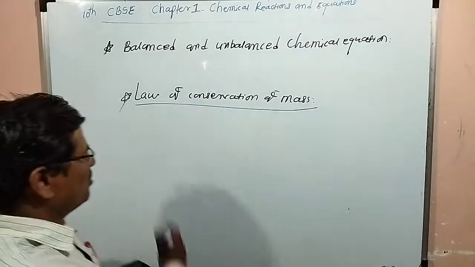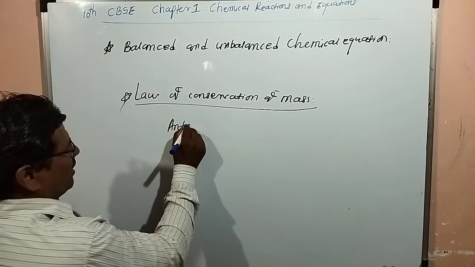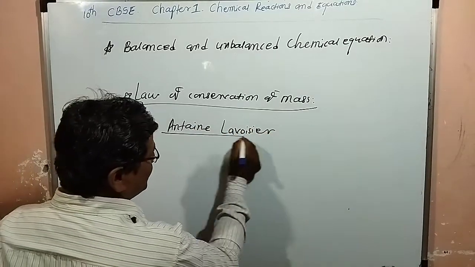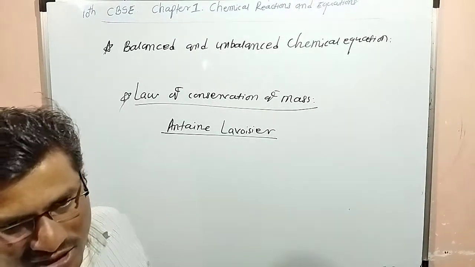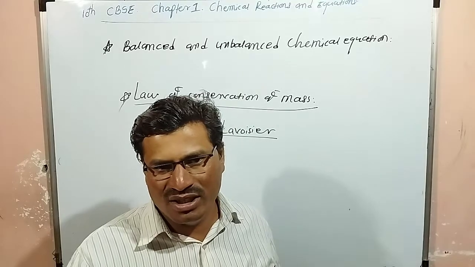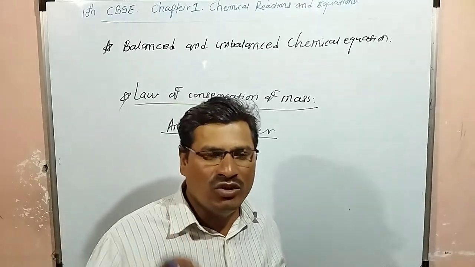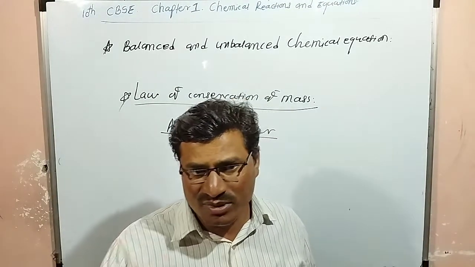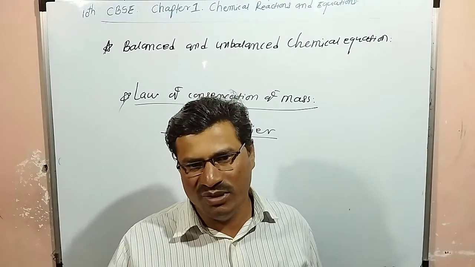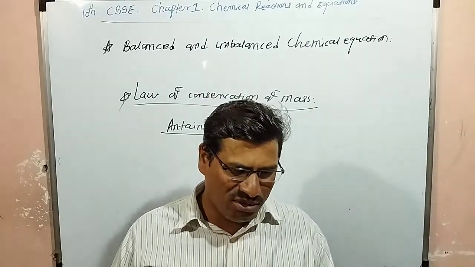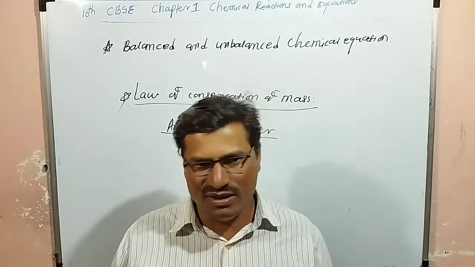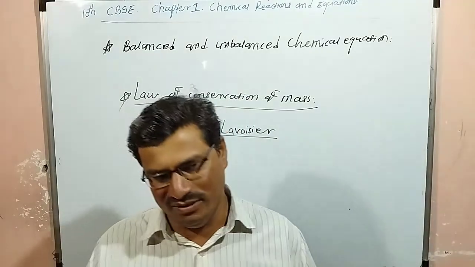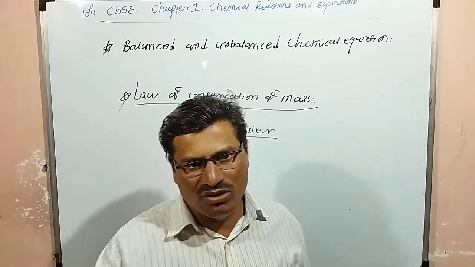So what is the law of conservation of mass, and who gave it? The law of conservation of mass was given by the scientist Antoine Lavoisier. According to his law, mass cannot be created, mass cannot be destroyed. That means the mass of the reactants before a chemical reaction is equal to the mass of the products after the chemical reaction.